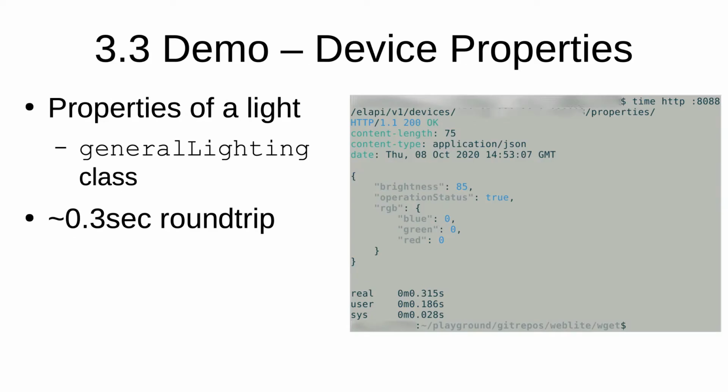Using the Properties API endpoint, we are able to list all the properties of a device. Here are the properties of a device with class of general lighting that is present in our experiment environment. The request concludes in 300 milliseconds.